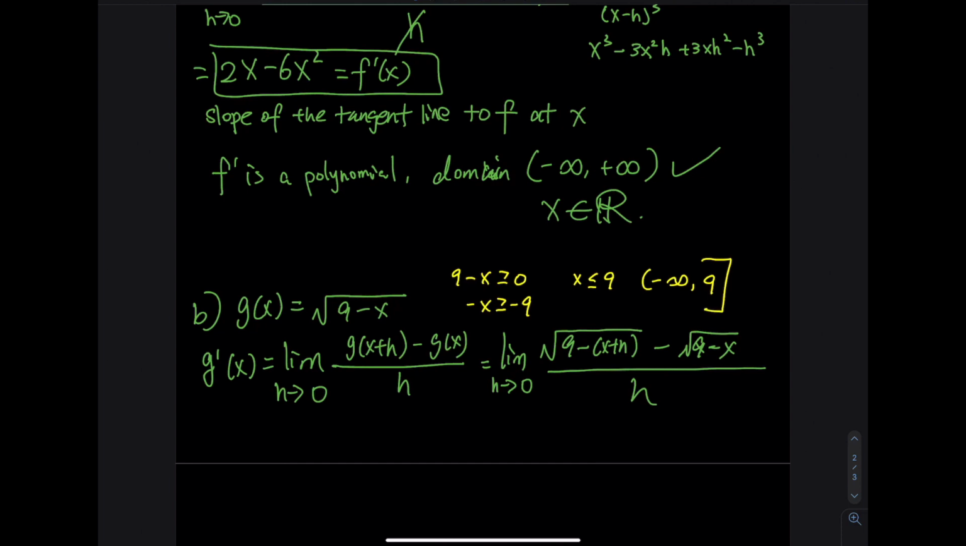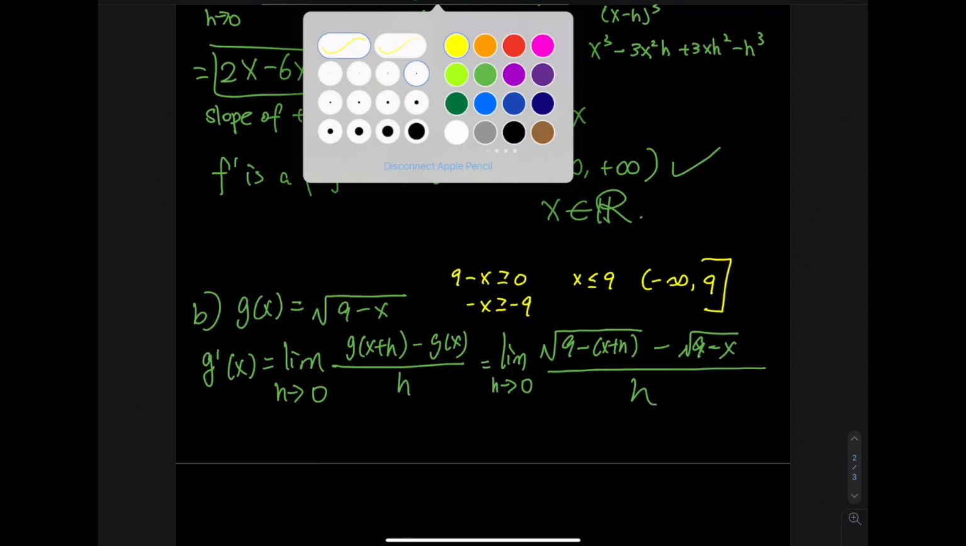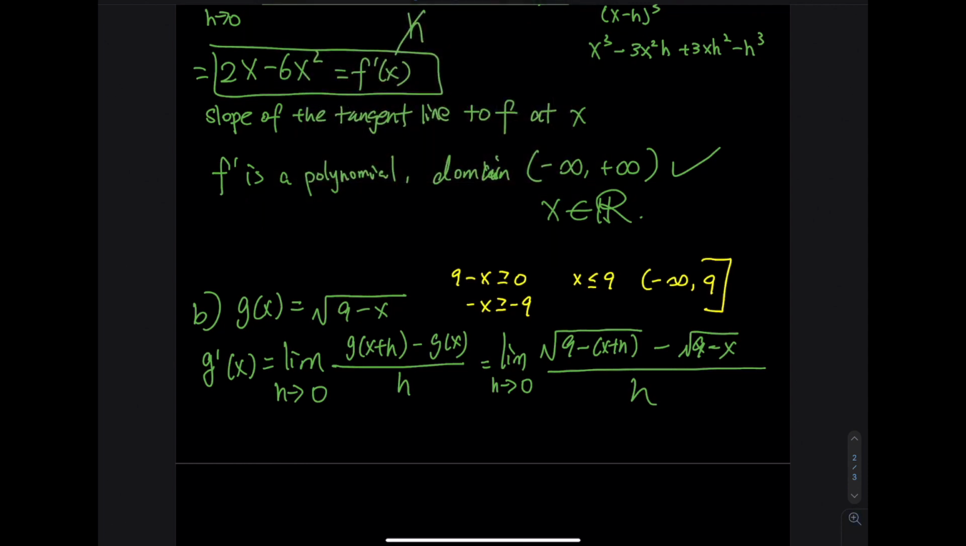So that's how you find the domain of function g, not derivative. We don't even have the derivative right now. And then this one, once you plug in x, you have a 0 in the denominator, and you have a square root. What do you do when you see a square root? The answer is you have to think about conjugate.